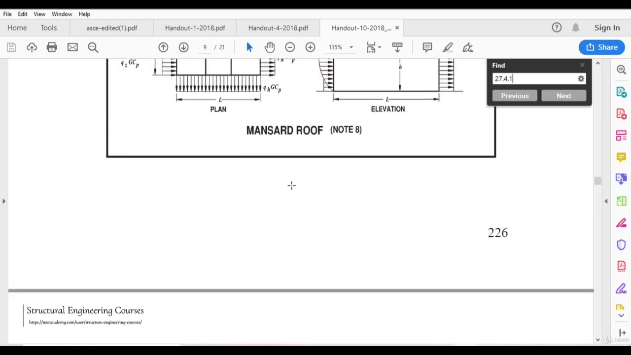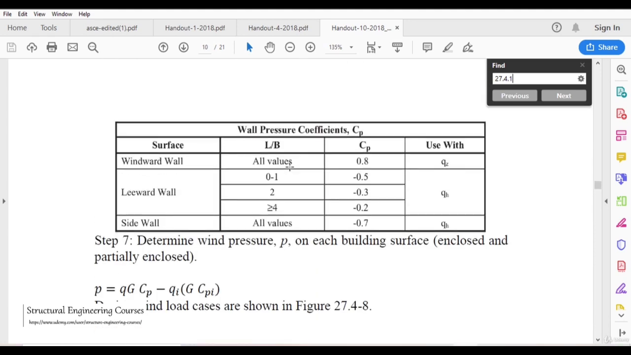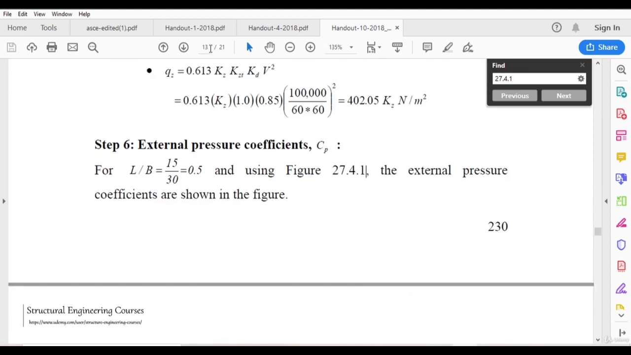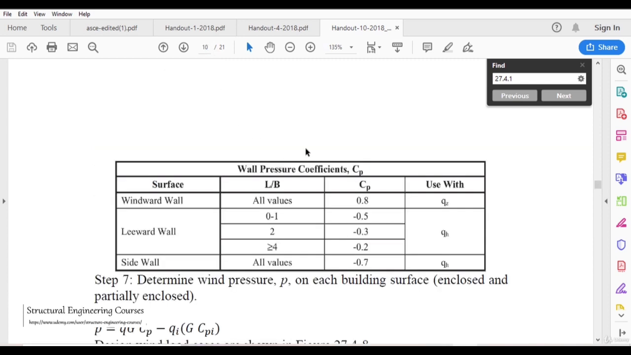So here we can see that our L by B value is approximately 0.5. For 0.5 L by B value, for windward face it is CP 0.8, and for leeward face it is approximately minus 0.5. So let us check what exactly he is saying.